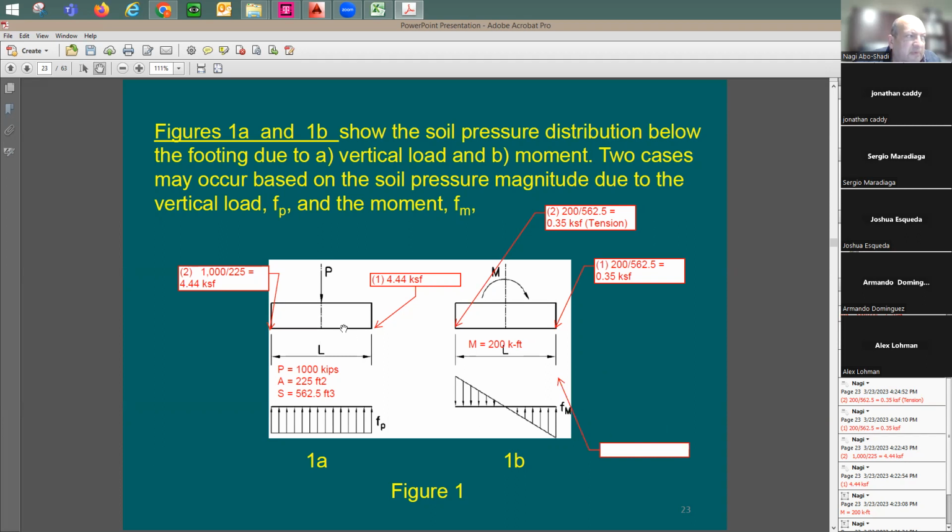Now I have a stress coming from the first load case of 4.44 compression. So we say, okay, 4.44 plus 0.35, which gives 4.79 KSF. So it's going to be compression added from this value and also compression added from this value. So this is going to be the final stress. Let me write this down next time.